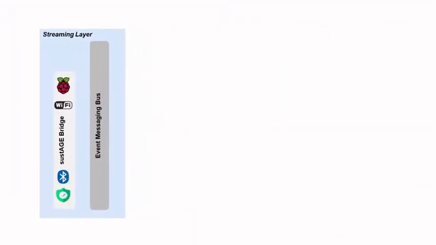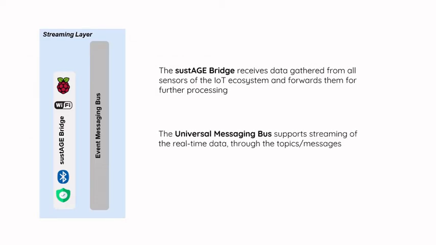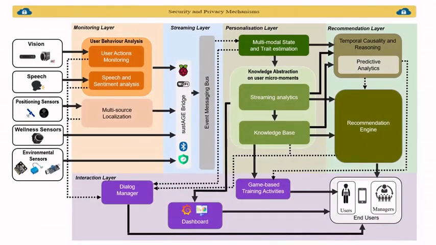The streaming layer ingests the data through a secure gateway and prepares them for distribution to the system. The sustAGE bridge receives data gathered from all sensors of the IoT ecosystem and forwards them for further processing via the Universal Messaging Bus. The Universal Messaging Bus supports streaming of the real-time data across the IoT infrastructure and all platform components.